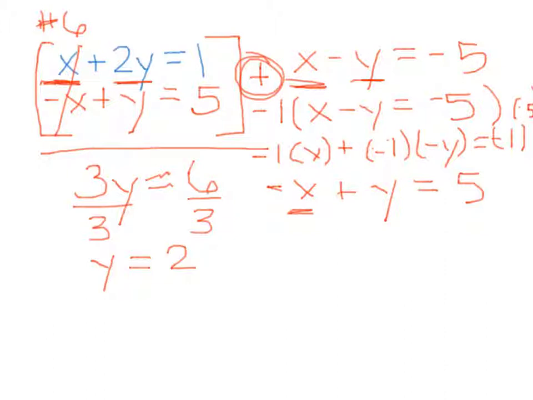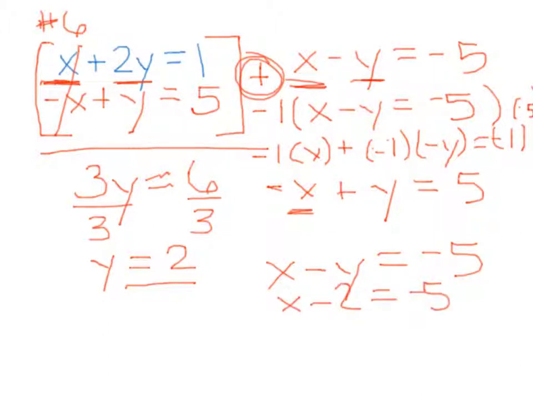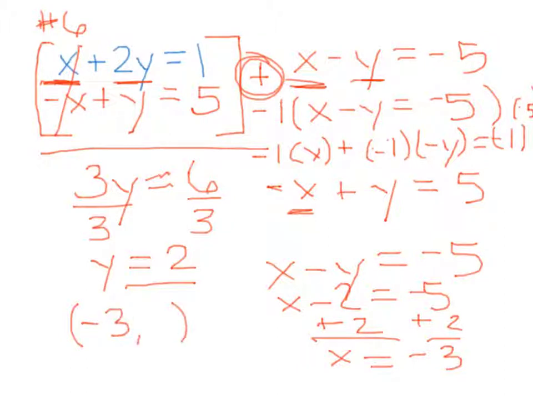I have half my ordered pair, so I can choose any equation I want to put it into. So I'm just going to go ahead and put it into x minus y is equal to negative 5, and I'm going to put this in for y. So I get x minus 2 is equal to negative 5. So I'm going to add 2 to both sides, and then I'm going to get x is equal to negative 5 plus 2 gives me negative 3, and these two intersect at negative 3, 2.